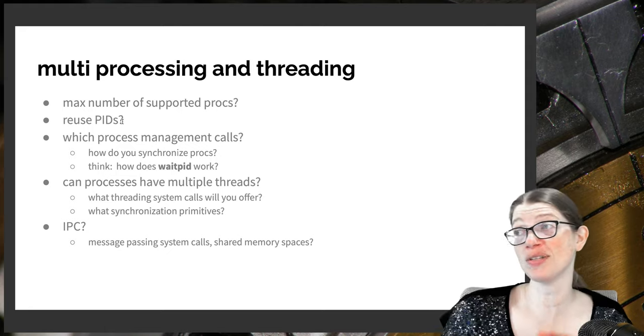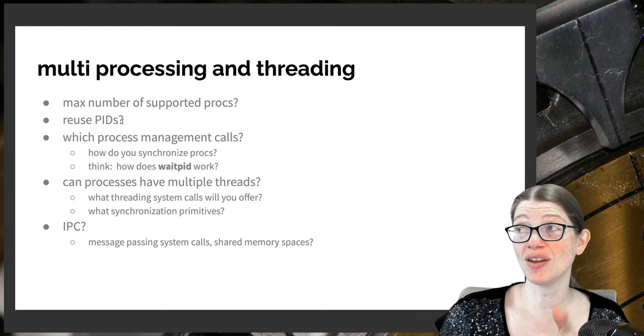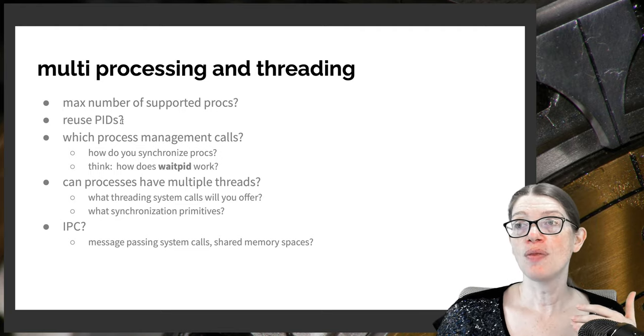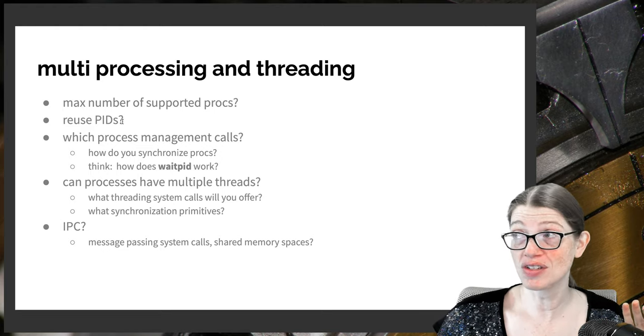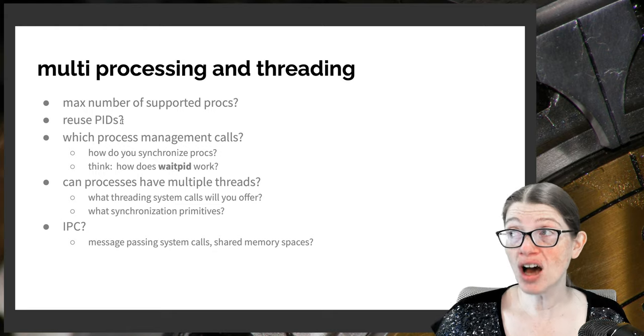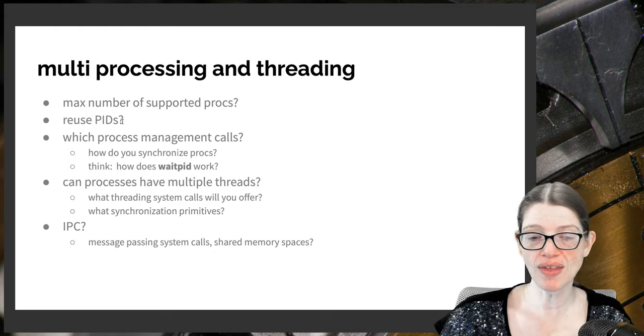Right now, in OS/161, the reason your user processes were restricted to a singular thread is because we don't have any functions like thread fork available to the user programs. There's no system calls for that. So we are restricted. But do we want to offer those calls? Because if we do, we'll have to add some system calls.